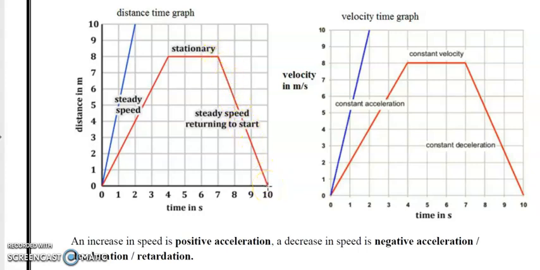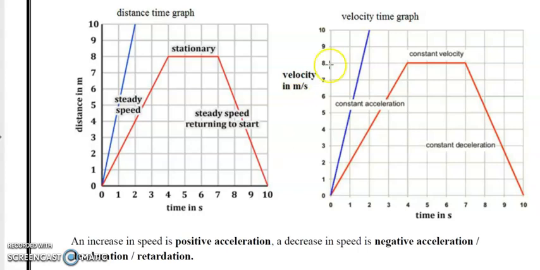When you arrive back at your home, you've returned to where you came from, so the distance covered is now 0. It's like going to Harare from Bulawayo and going back to Bulawayo. So you're now back home, isn't it? So the distance is now 0. So a line going up shows constant speed. A line going down also shows constant speed, but this one shows constant speed returning to the start.